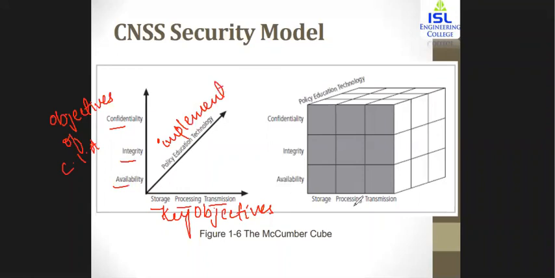Now this is the McCumber cube. You've got the x-axis, y-axis, and the third one, how you're going to implement the policy, education, and technology. If you're implementing security, you need to ensure all of these 27 areas are addressed properly to ensure system security. All the 27 areas should be addressed properly.